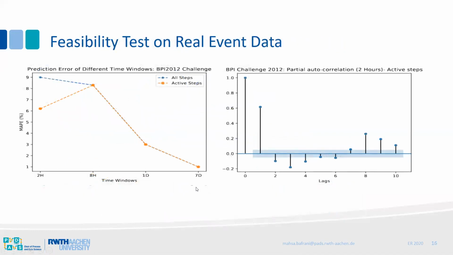The other evaluation step that we have performed is a feasibility test on our real event log, which is for 2012. Here you can see that there exists a strong pattern between each 2 hours in the data. So it means that the patterns of the data, arrival rates for example, happening each 2 hours are more similar to the previous 2 hours.